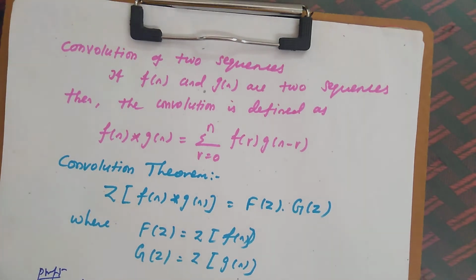So the question will be state and prove convolution theorem. State and prove means we have to write the statement and then we have to write the proof. So statement you have to write this one. Then we have to write the proof also. So now we are going to prove this.